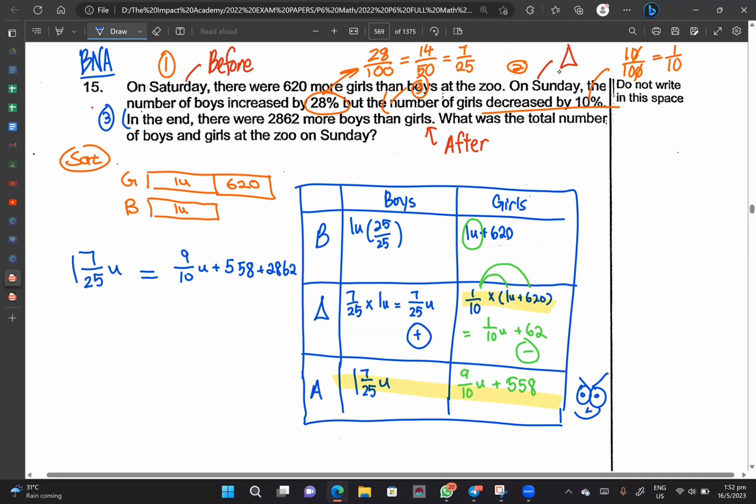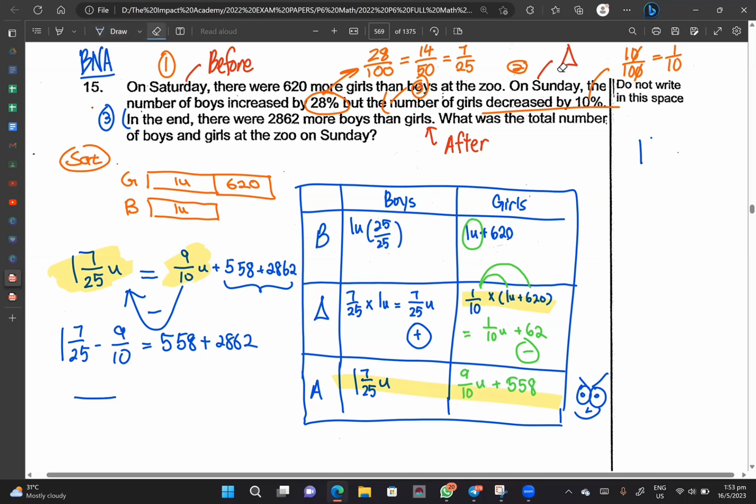Okay, once you're done with this, you want to make sure that the same family sit together. So the units is always on the left hand side. So we want to bring 9 over 10 over. When I bring it over, I have to minus. Okay, so 7 over 25 minus away 9 over 10. After that, you put 558 plus 2862 because this part is already in the correct position. When we do 7 over 25 minus 9 over 10, we will get 19 over 50, equals to 558 plus 2862.